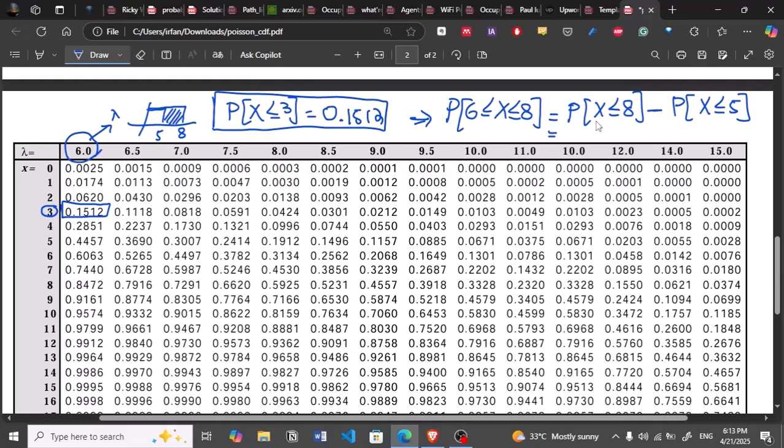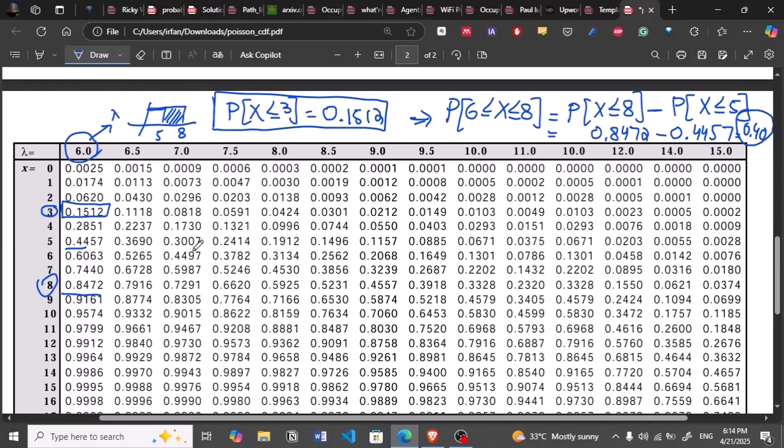Okay, so now let me find out. The value of lambda will remain the same, which is 6, and the value of x is less than or equal to 8. Here it is, this would be 0.8472, minus the probability of x less than or equal to 5, which is 0.4457. When you subtract it, it will be around 0.40, which is basically the solution or answer of part B of my question.